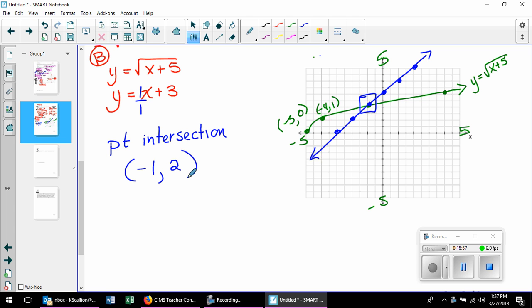I don't really care about that y. The x is really what I need. So what's the solution to this graph? The x is the really important part. So x is equal to negative 1 is your solution. Do you see the benefits of doing it the intersection method versus the intercept method?